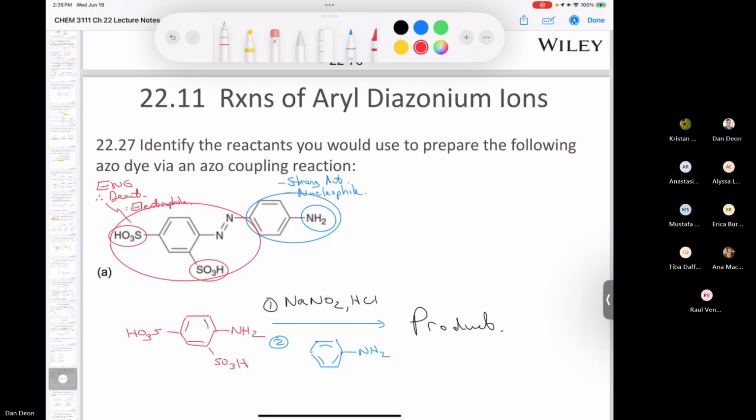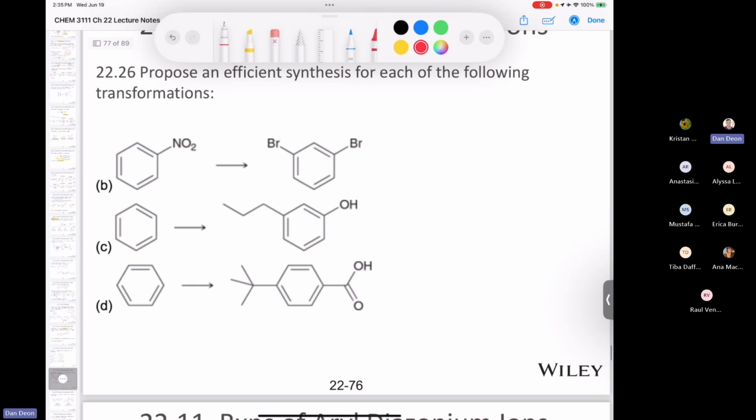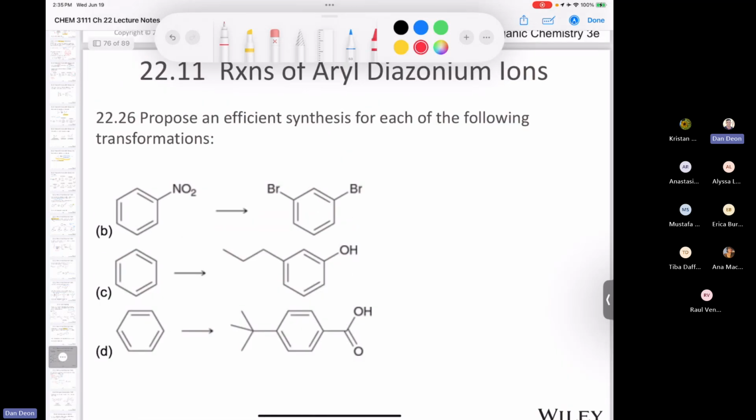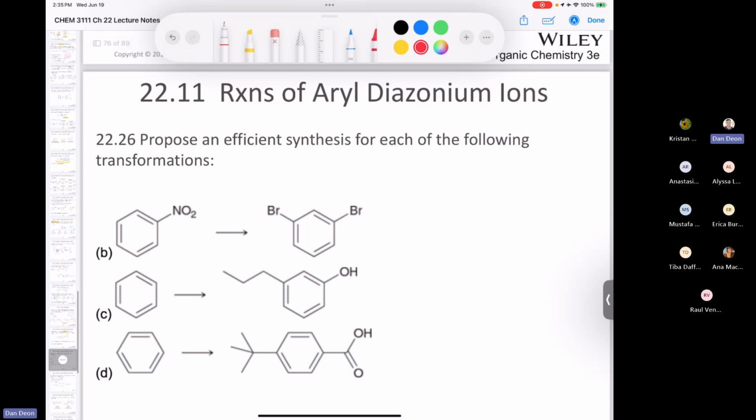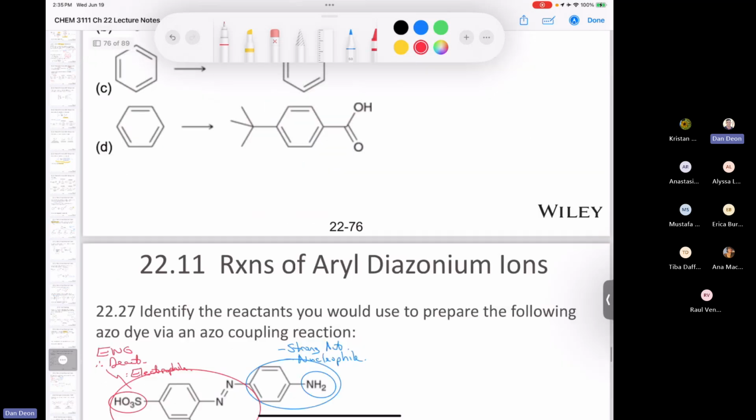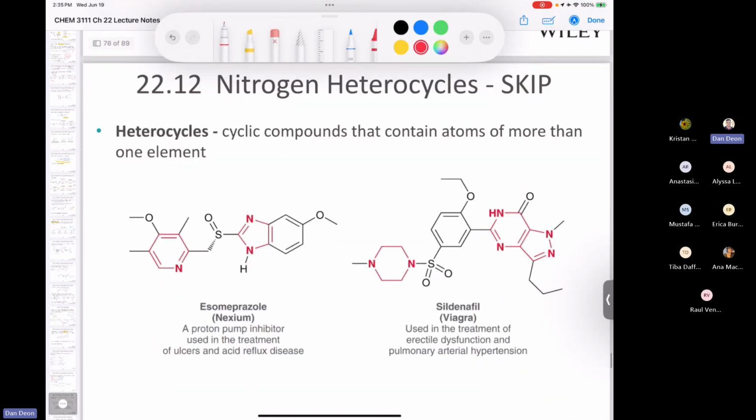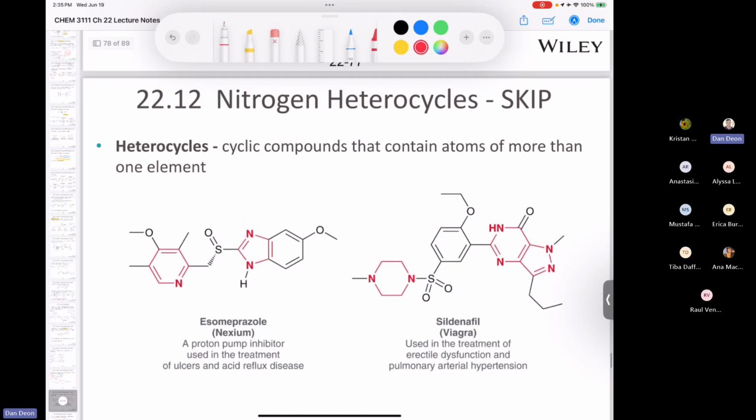Perfect. All right, good. I'm going to come back to this question in just a second, which involves some synthesis. These questions really borrow heavily from chapter 18 and chapter 22, so you have to be really rock solid on your electrophilic aromatic substitution. But before I get into that, I just want to show you that in terms of heterocycles, it says that we skip it, and we do.